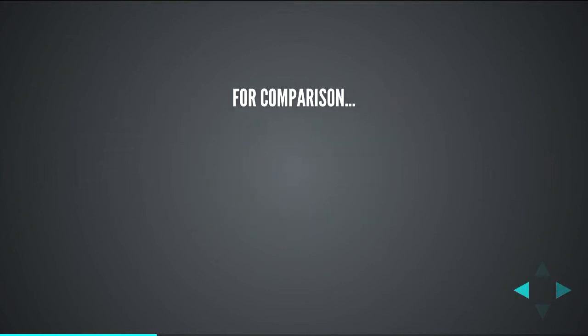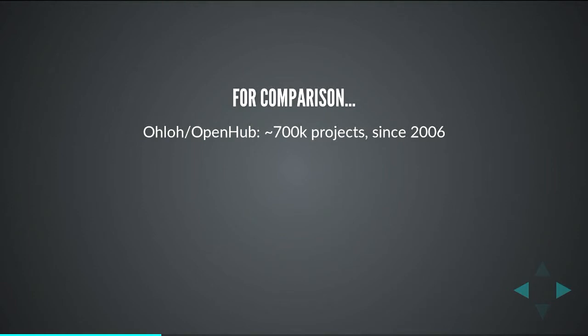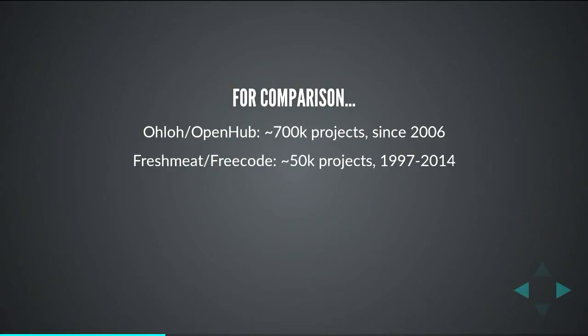Now, for comparison, some more traditional open source services that have been around for quite a bit longer. Who here's heard of OpenHub? A few. So this is a service run by Black Duck Software, previously called Ohloh, and it's designed to be a metadata index for open source projects. If you go check the public instance at openhub.net, it's been around since 2006. It currently tracks about 700,000 projects, so about a third of what Libraries.io has found in a fraction of the time. But one of the earliest open source software indexes was Freshmeat, later renamed to Freecode, and then shut down in 2014. The most it ever found was about 50,000.